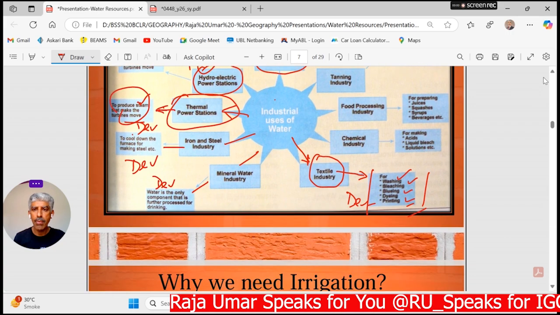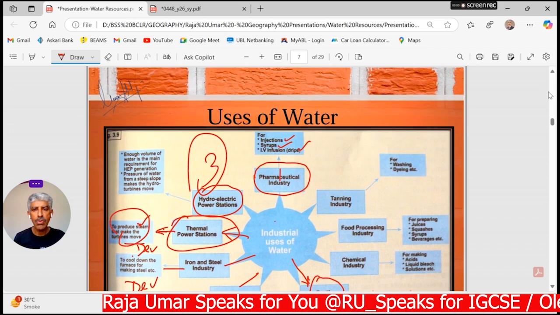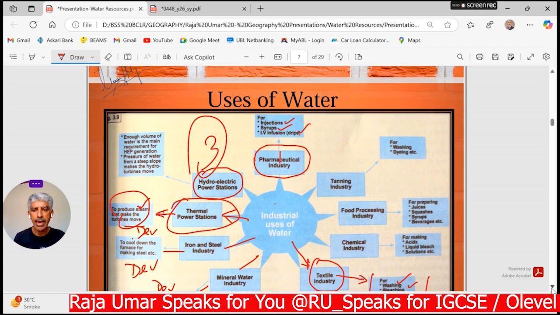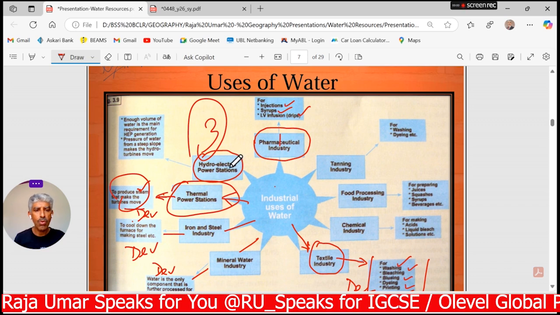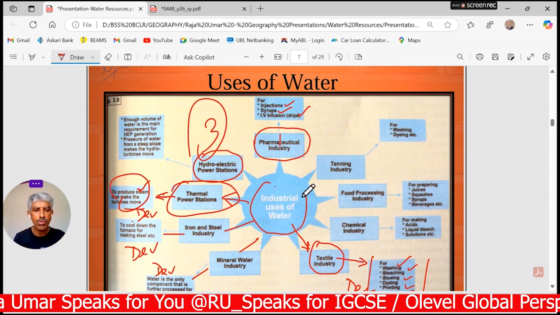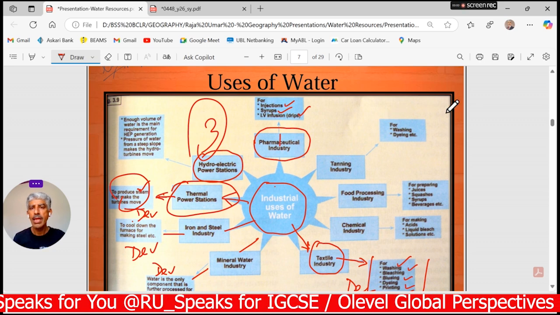So as I have explained today, you people, the syllabus for this particular unit and the importance of rivers for Pakistan and the uses of water in the industries. So that is all for today.